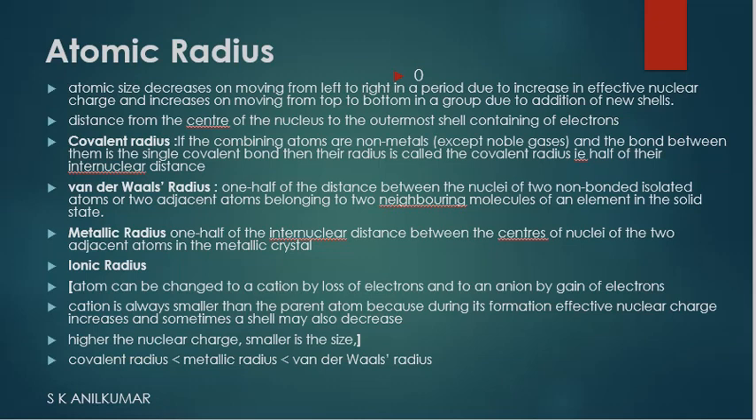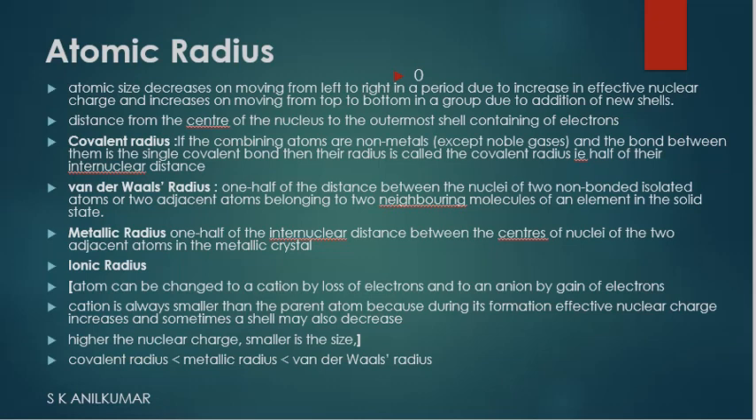Atomic radius is the size of an atom. The more the number of electrons, the more the number of shells, the farther away the electrons will be, and so it will have a higher radius. Atomic size decreases on moving from left to right in a period. Why? Because as the electrons increase, the same number of protons will also be inside. Due to the increase in effective nuclear charge, the protons, having positive charge, will pull the electrons towards them.